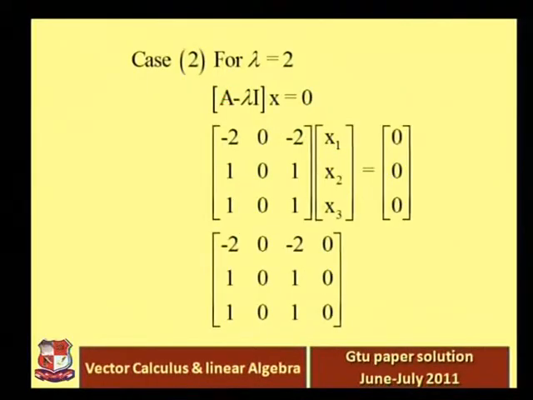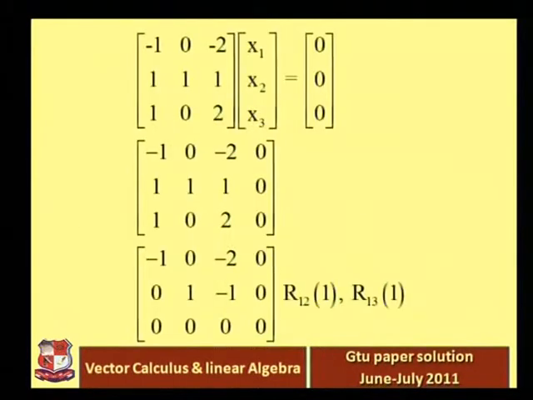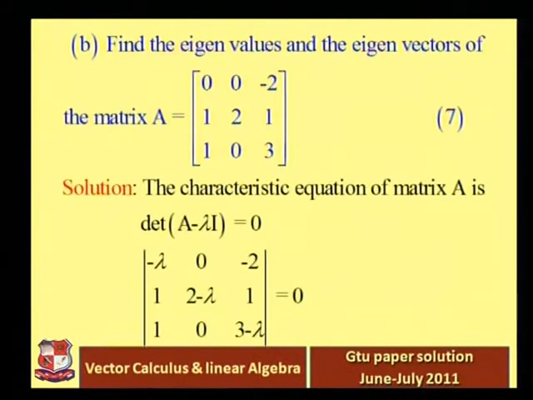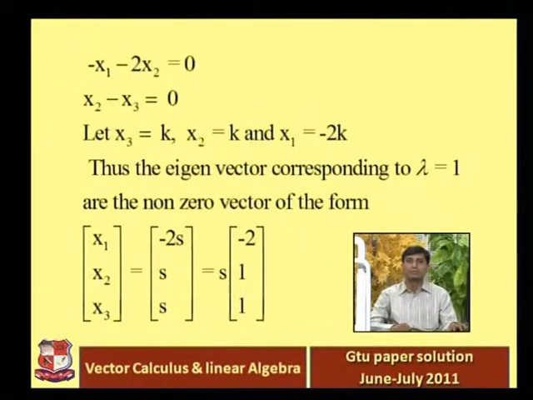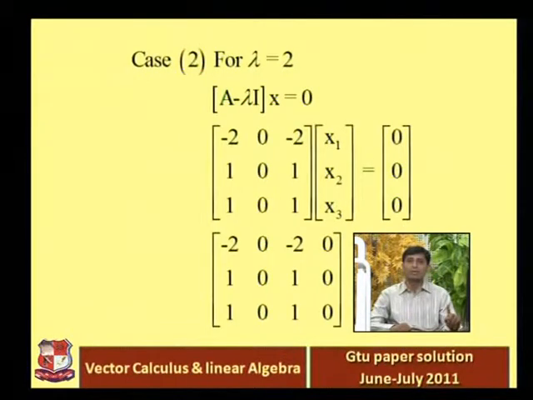Now we want to find the eigenvector corresponding to lambda is equal to 2. So again we have to do the same process, A minus lambda I. In this matrix you can see minus lambda, 0, minus 2, 1, 2 minus lambda, 1, 1, 0, 3 minus lambda. In this matrix we have to put lambda is equal to 2. So that's why we will get this matrix: minus 2, 0, minus 2, 1, 0, 1 and 1, 0, 1.